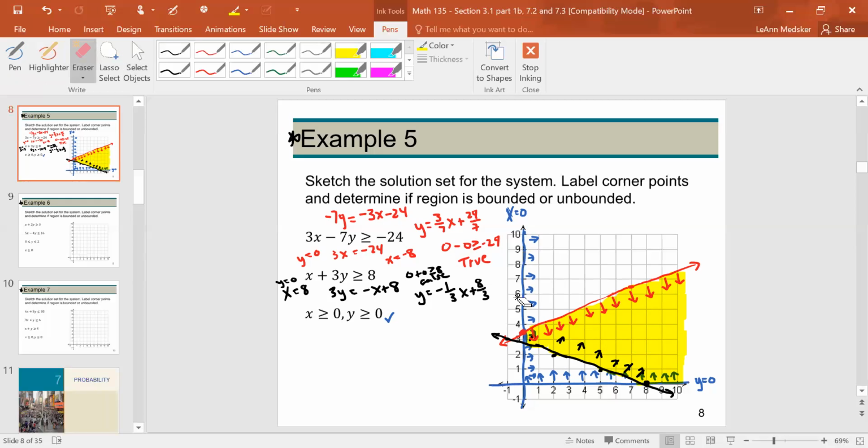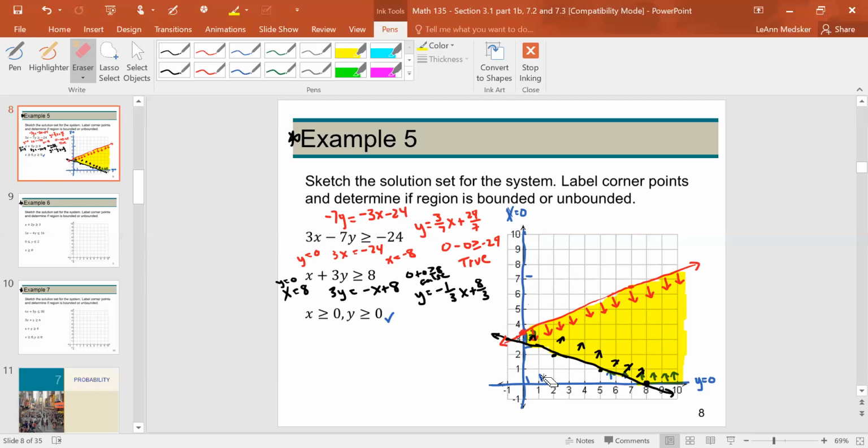Now I usually, after this point, take away all my arrows that are not in my shaded region, just because we don't want those to confuse our answer, which is the yellow region. Now, after we graph this and we've shaded in our correct region, there is a follow-up question here.